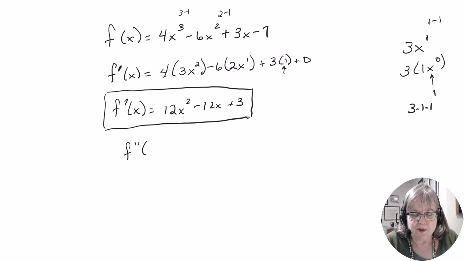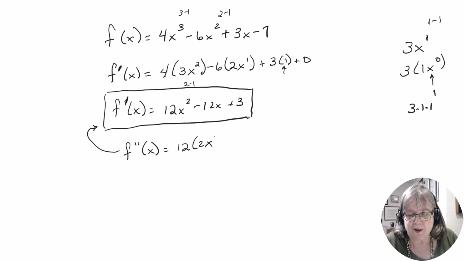A second derivative would be the derivative of the first derivative. Okay, so here's the first derivative. We're going to do the derivative of this. So you would have your 12. You'd bring the 2 down, leave the x alone, take 1 off the power. So this would be an understood 1. Minus 12, the derivative of x is 1, and the derivative of a constant is 0. So you would have 24x minus 12.